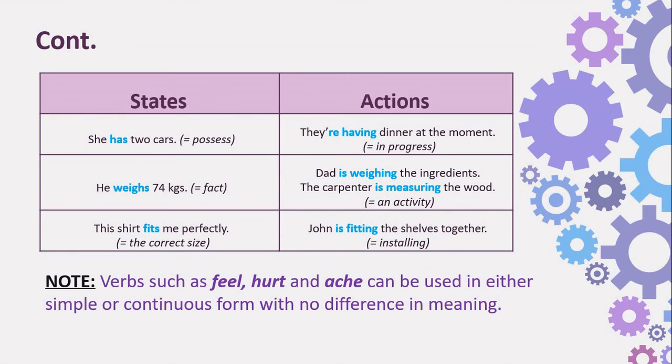She has 2 cars. It means possess. They are having dinner at the moment. It means in progress. He weighs 74 kilograms. It's a fact. Dad is weighing the ingredients. The carpenter is measuring the wood. It means an activity.